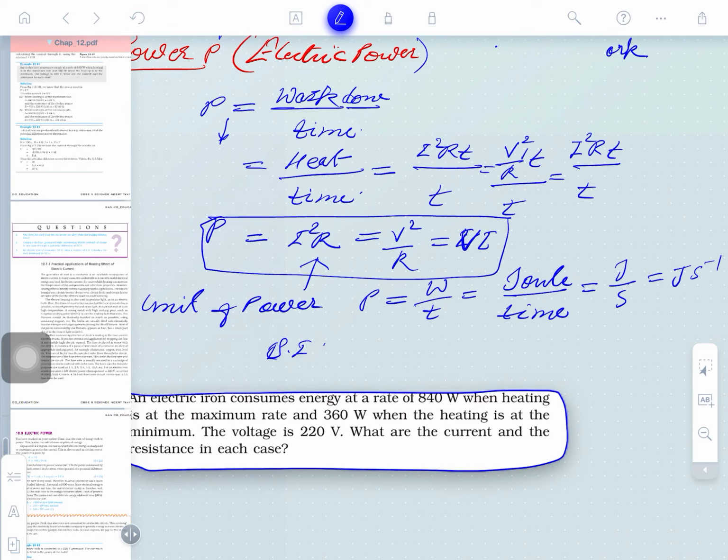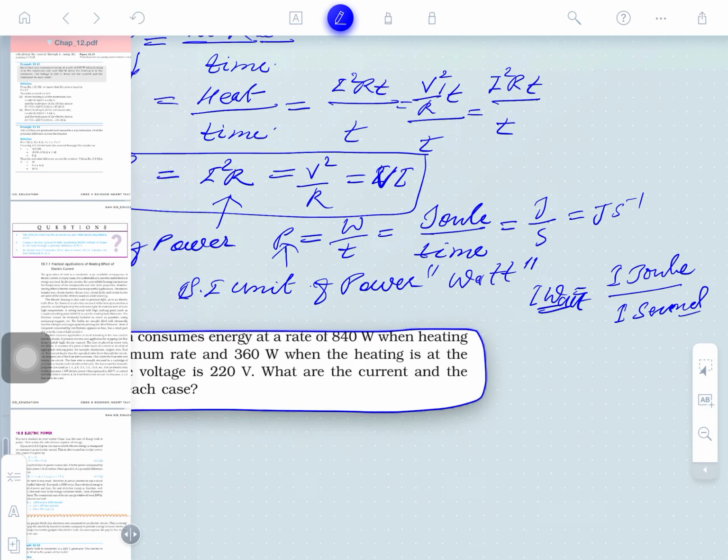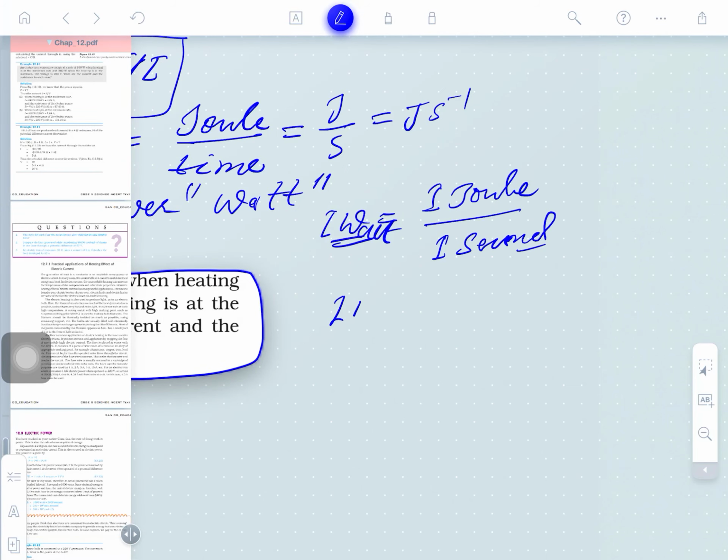The SI unit of power is watt. How can one define 1 watt? If 1 joule is the work and 1 second is the time, then the power is said to be 1 watt. It's called 1 watt. Clear? So, define 1 watt.